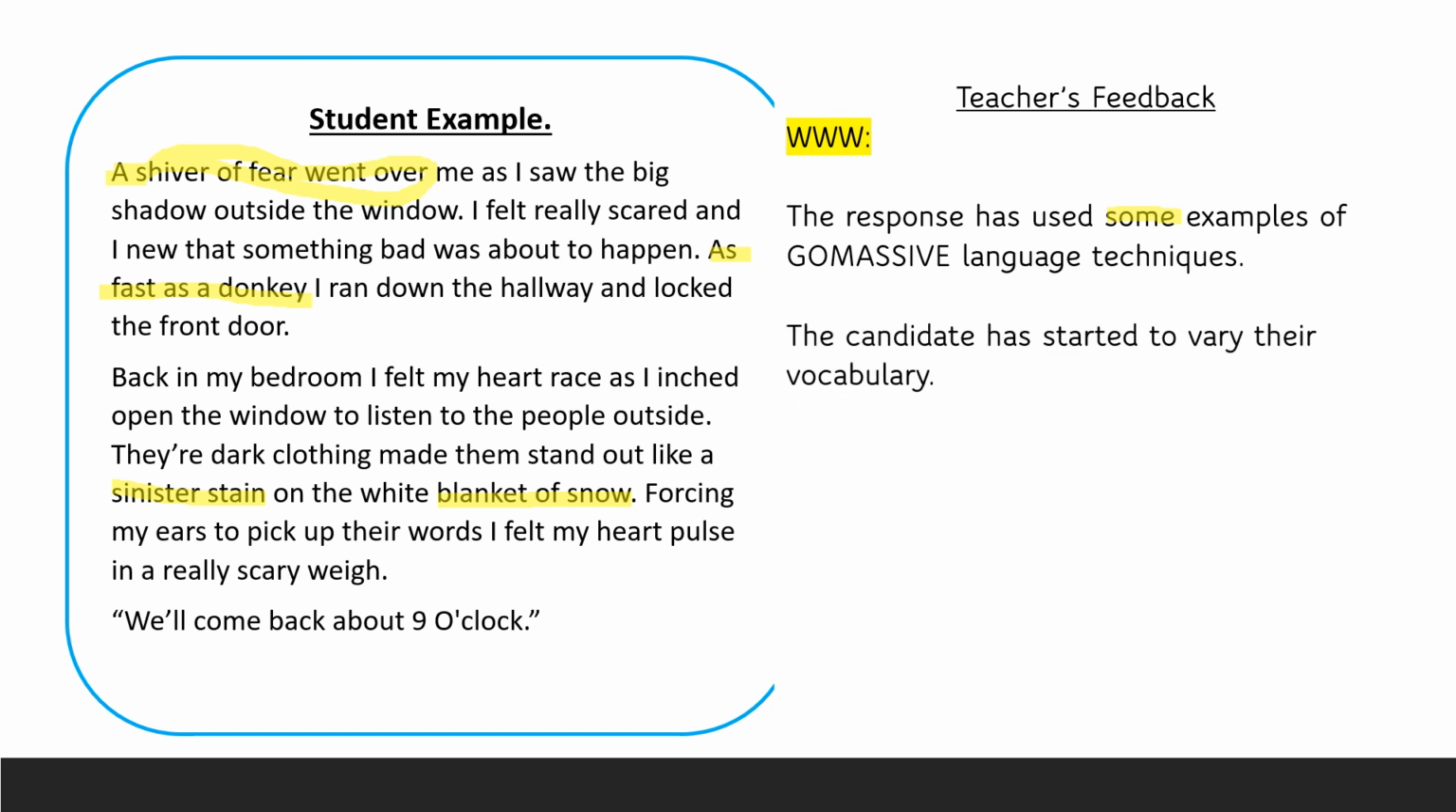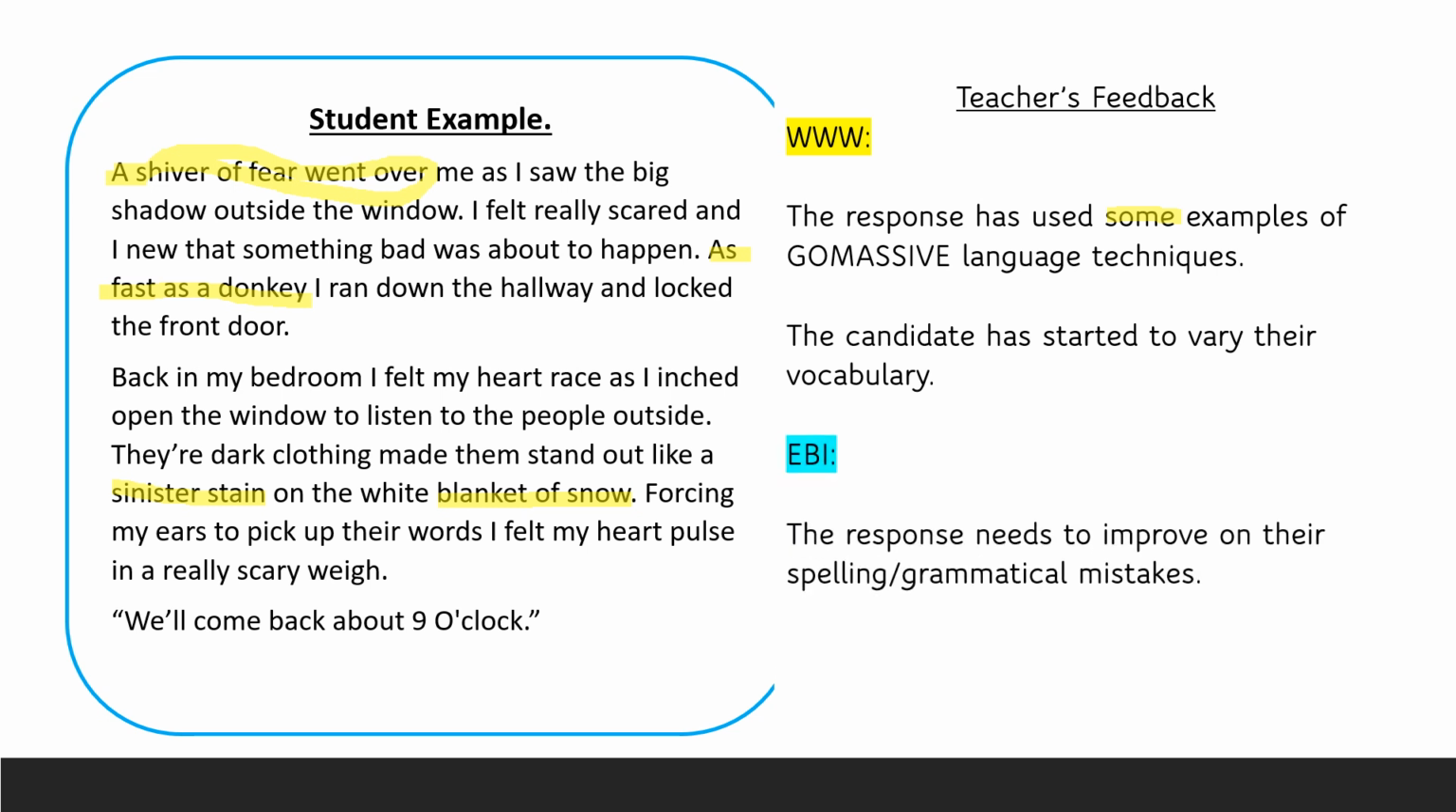The next thing, the candidate has started to vary their vocabulary. And EBI, the response needs to improve on their spelling and grammatical mistakes. And if we actually have a look at it, they've made a lot of mistakes referring to some homophones as well. So these are words like new, which is spelled with an N instead of a K, and also way as well at the end. And there's some more examples as well that I'm sure you can find.